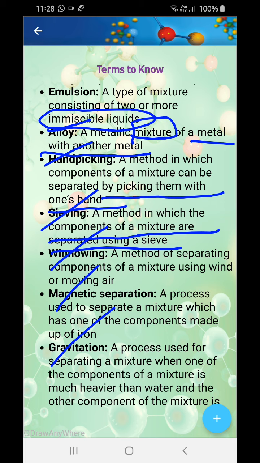Winnowing. What happens? The method of separating the components by using wind or moving air. What is the principle? The principle is that the lighter particles will move away and form a separate row, and the heavier particles form a separate row.